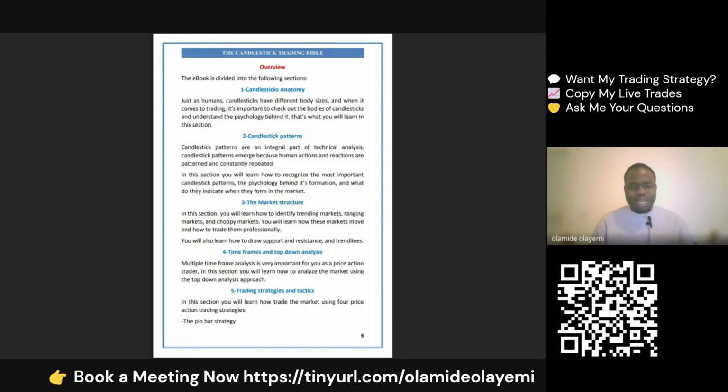There are different time frames, so we're going to be looking at those different times. Multiple time frame analysis is very important. You need to know which time frame is best for your strategy. And the thing is, you don't really need to combine time frames. Once you know one, maybe it's 1 hour, or 24 hours, or weekly, you just stick to it.